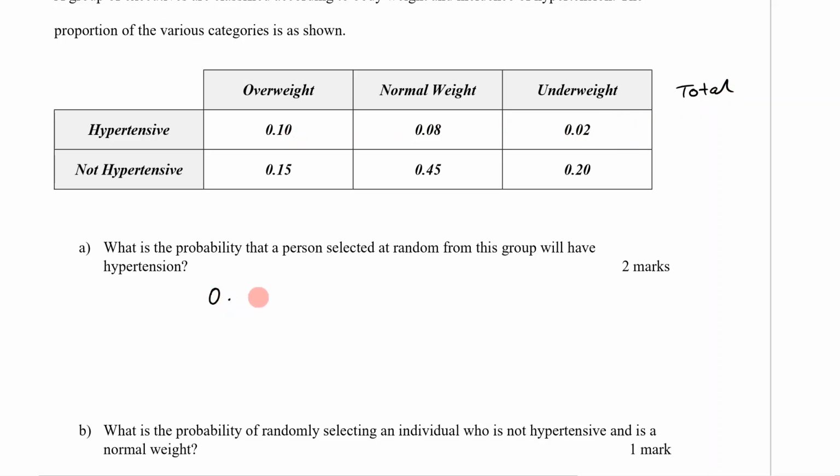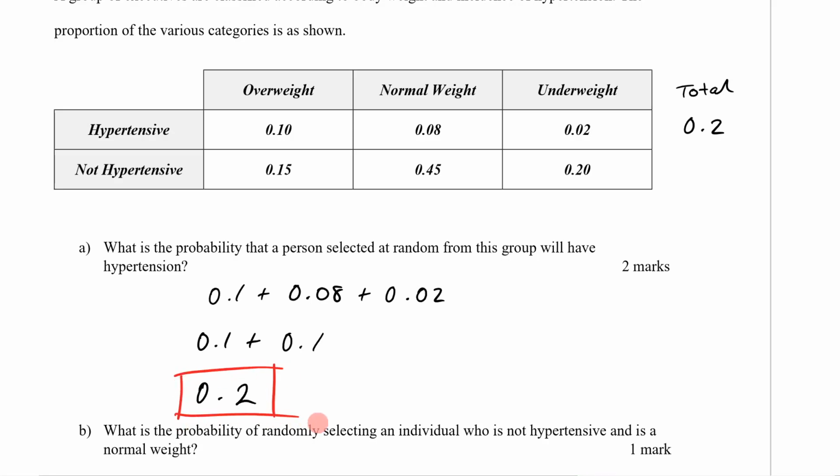So I'm going to go 0.1 plus 0.08 plus 0.02. Well, here I've got 0.1. 0.08 plus 0.02 is 0.1. So that means my answer is going to be 0.2. So over here would be 0.2. So that is going to be our answer. Let's put a box around it.